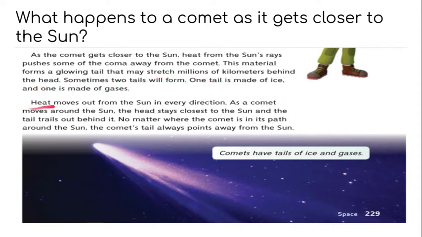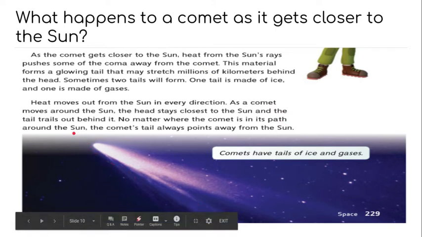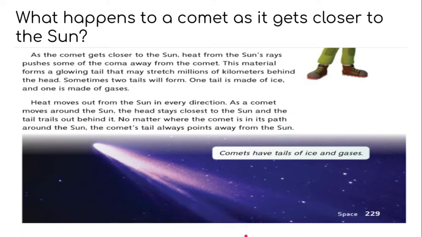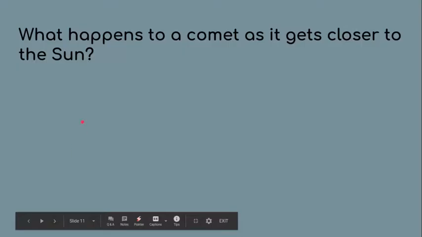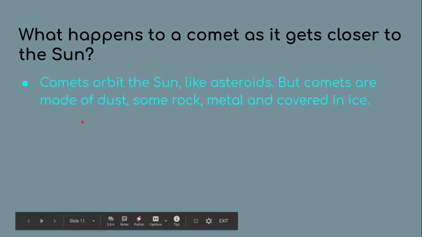As a comet moves around the sun, the head stays closest to the sun and the tail trails out behind it. No matter where the comet is in its path around the sun, the comet's tail always points away from the sun. So here you have a picture from our science handbook. It says comets have tails of ice and gases. And so what happens as it gets closer?